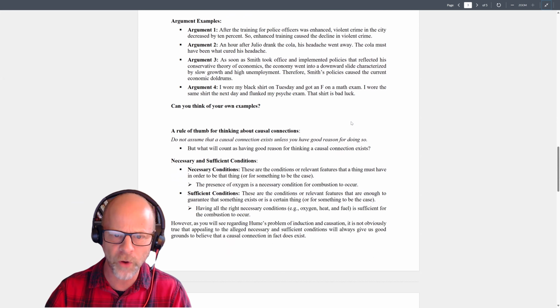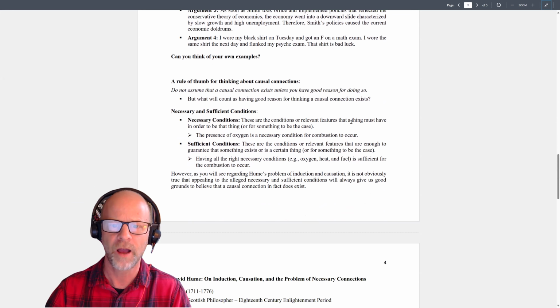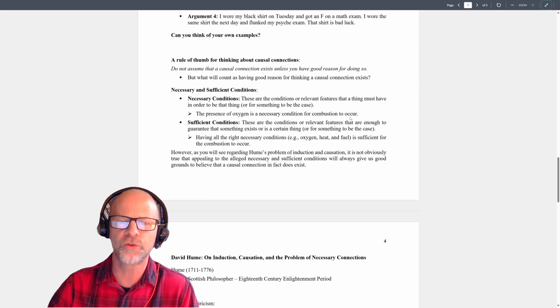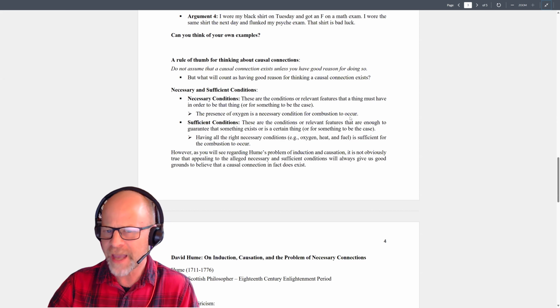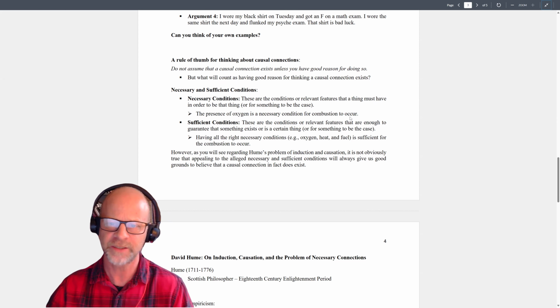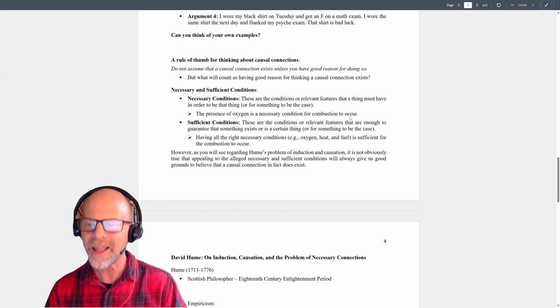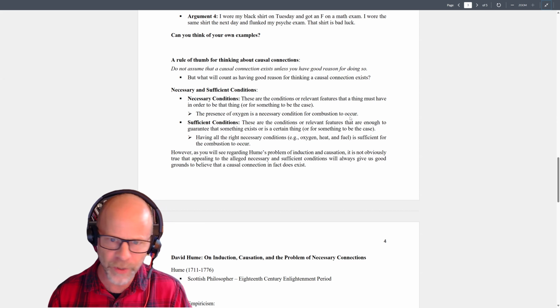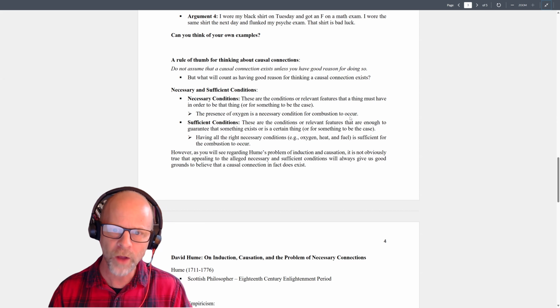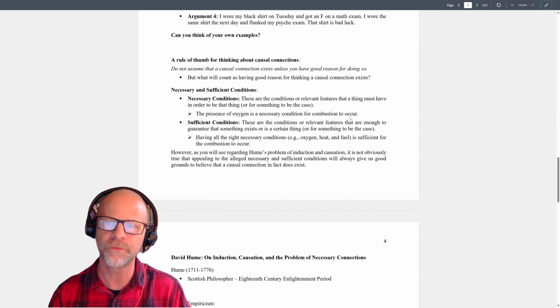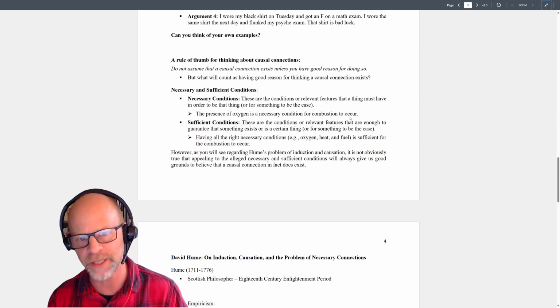So now let's move on to what I'm calling a rule of thumb for thinking about causal connections. The idea here is you shouldn't just automatically assume that some causal connection exists unless you have some really good reason for doing so. But of course, this raises the next question. What will count as having good reason for thinking that a causal connection actually exists?